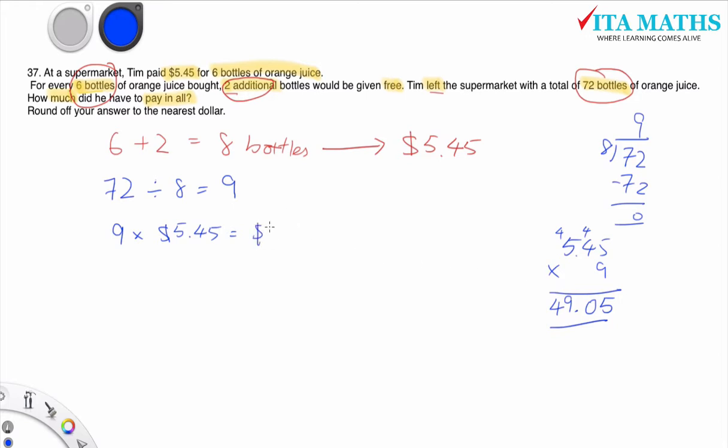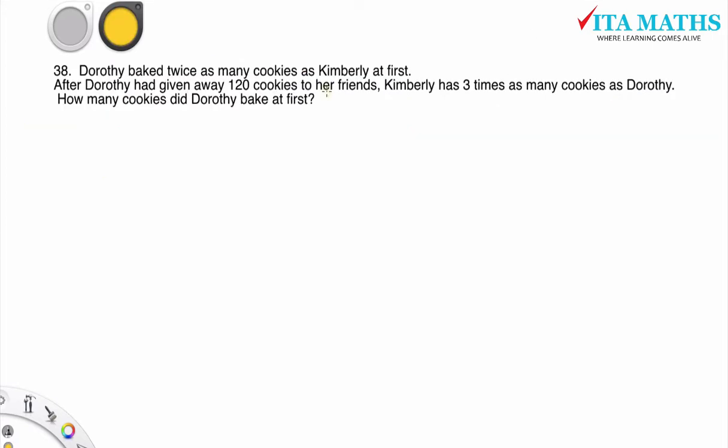So in total, he has to pay $49.05. And they ask you to round off to the nearest dollar. So you will get $49. This will be the answer. Next, we look at question number 38. So this talks about Dorothy baking twice as many cookies as Kimberly.